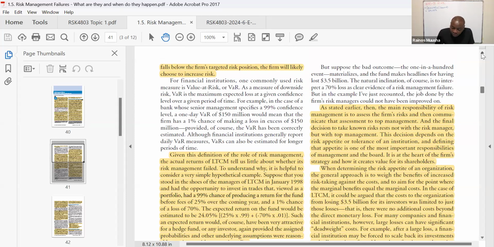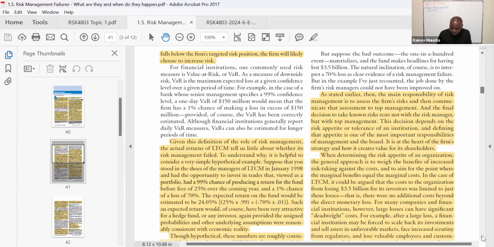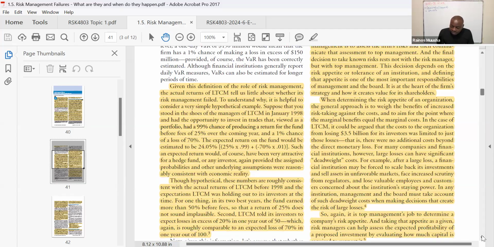This decision depends on the risk appetite or tolerance of an institution, and defining that appetite is one of the most important responsibilities of management and the board. So it is at the heart of the firm's strategy and how it creates value for its shareholders. When determining the risk appetite of an organization, the general approach is to weigh the benefits of increased risk-taking against the costs, and to aim for the point where the marginal benefits equal the marginal cost.